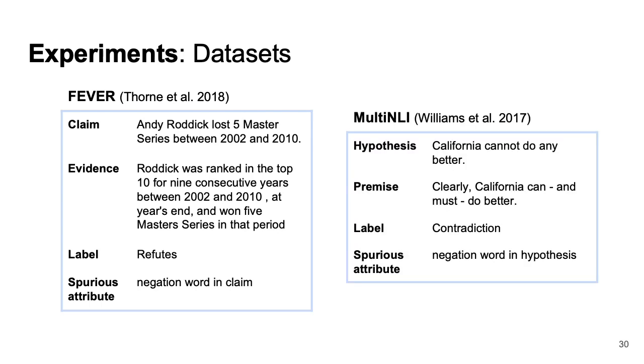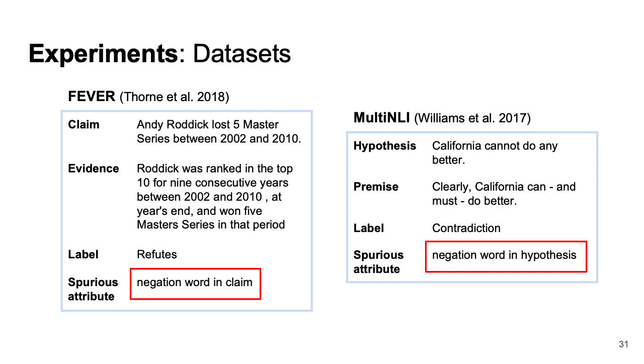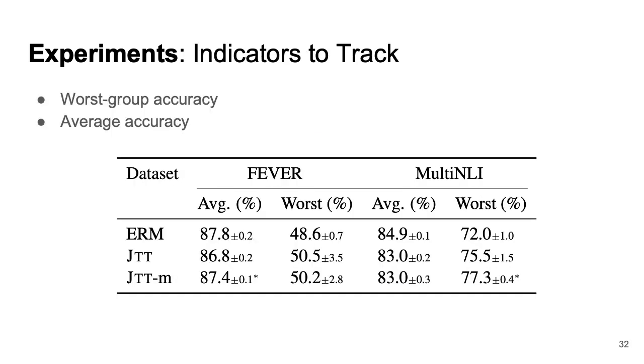The second dataset is multi-NLI, where the task is to predict whether the relationship between the given hypothesis sentence and the premise is entailment, contradiction, or neutral. For both of these datasets, the spurious attribute is the existence of negation words in one of the sentences, which is the claim and the hypothesis respectively. The attribute spuriously correlates to the labels refutes in FEVER and contradiction in multi-NLI.